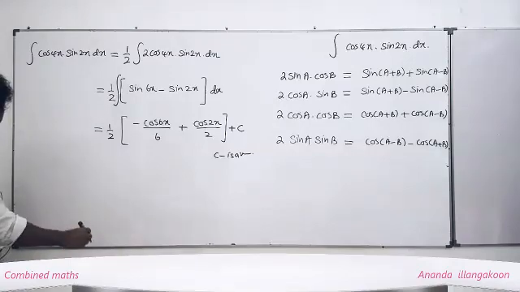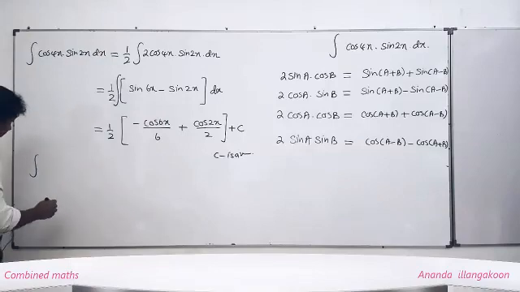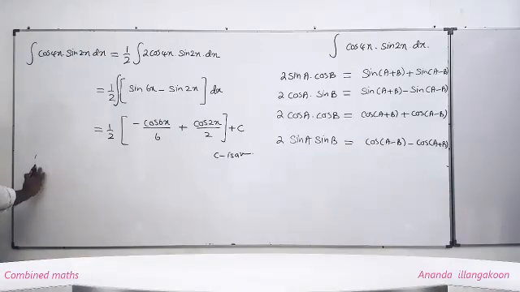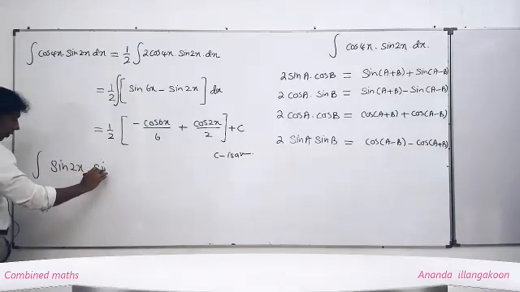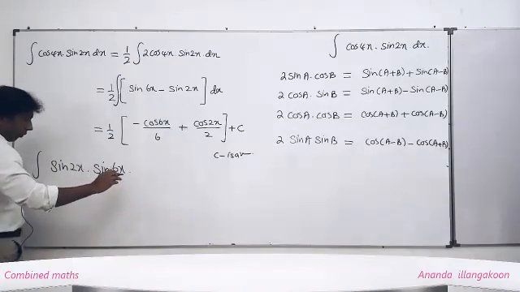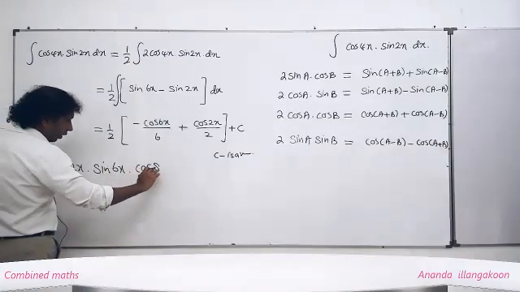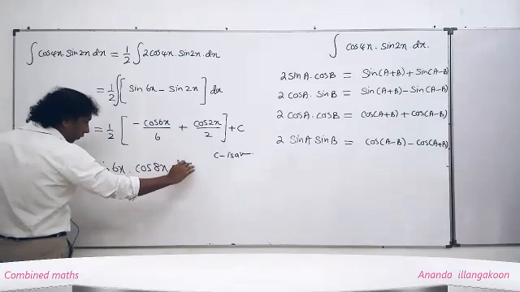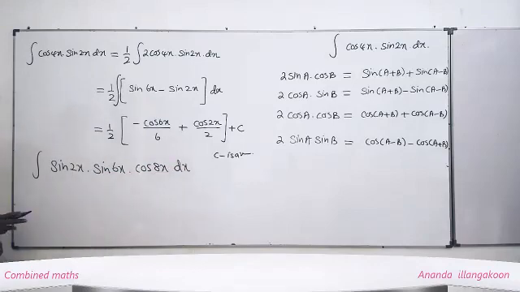And now we'll see we get sin cos 3 terms as the product like this. Next example comes. Sin 2x sin 6x cos 8x dx. This kind of thing. Suppose how to take this.